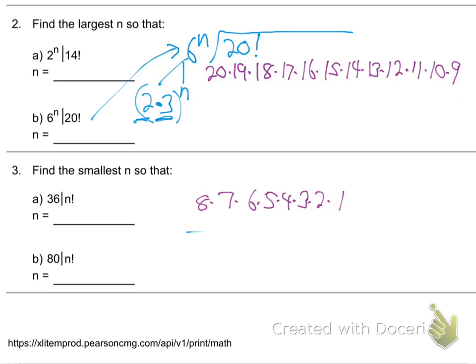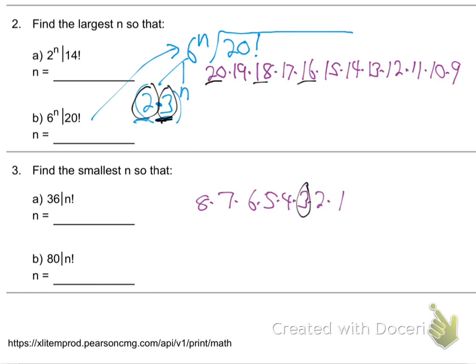Well, if you think about it, there's going to be a lot more 2's than there are 3's, right? Because every other number, like 20 has a 2, 18 has a 2, 16 has a lot of 2's. It'll be no problem to find the 2's. What we're going to be limited by is 3's. There's going to be way less 3's. So let's just look for how many 3's there are.